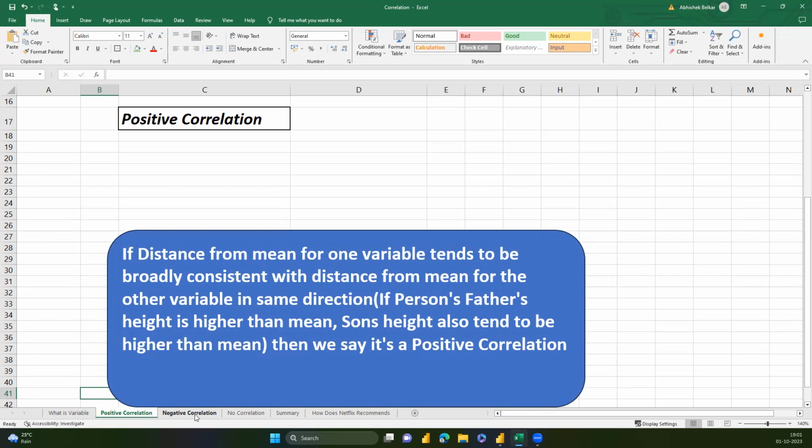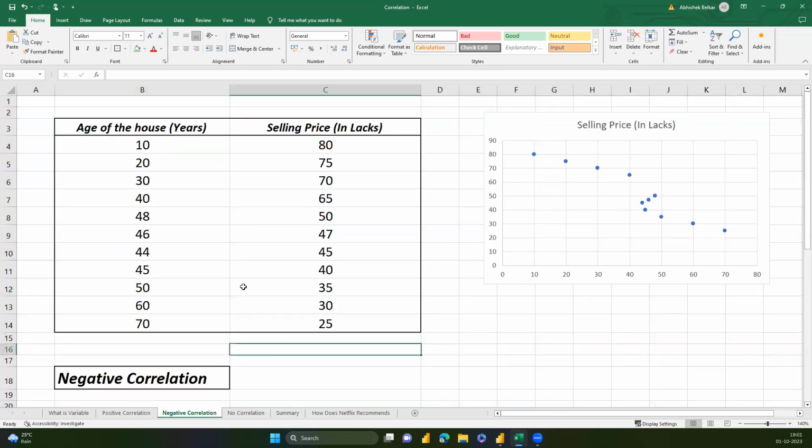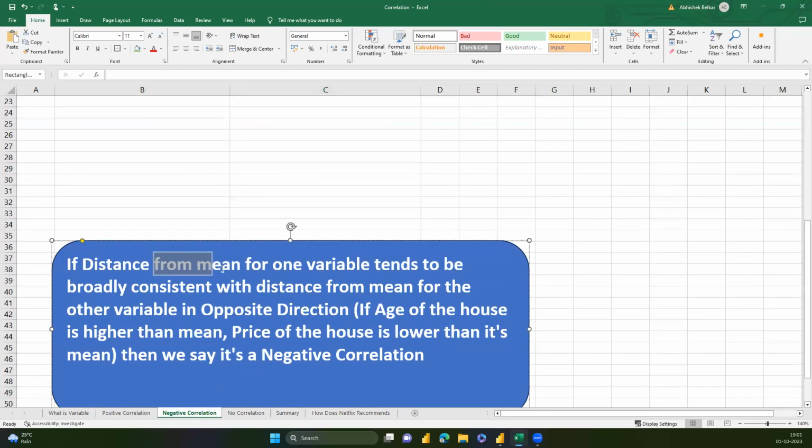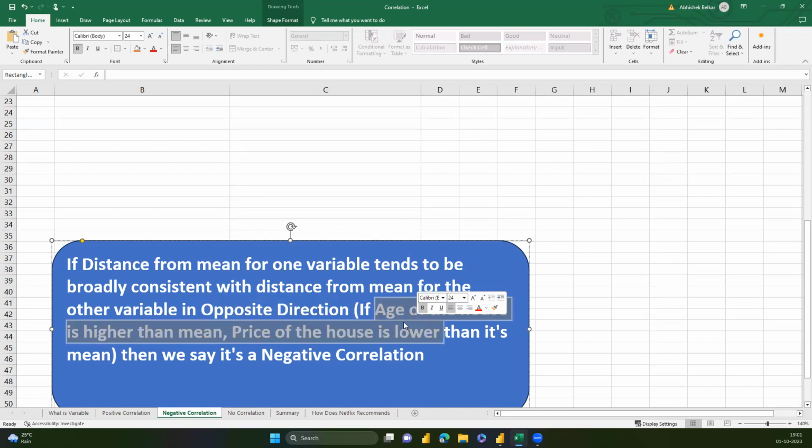Now let's try to look at negative correlation. So we looked at the age of the house and selling price. So what does negative correlation say? If the distance from mean of one variable tends to be broadly consistent with the distance from mean of the other variable, but here in the opposite direction, meaning that if the age of the house is higher, then the price of the house is lower than its mean. So as one variable tends to fluctuate in a positive direction, the other variable tends to fluctuate in a similar sense, but in the opposite direction, with the same magnitude, but in the opposite direction from its mean. Then we say it's a negative correlation.